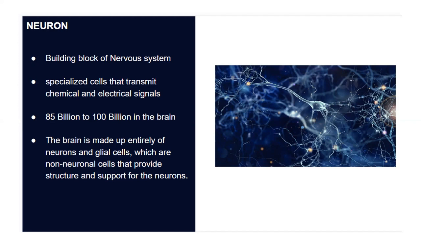These signals basically help in doing whatever we are doing, even when we are touching something or feeling something. It's the neurons which help us understand those signals. The brain is made up entirely of neurons and glial cells, which are non-neuronal cells but provide structure and support for neurons.